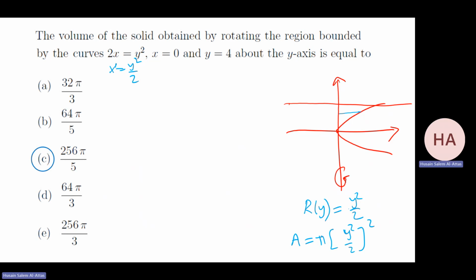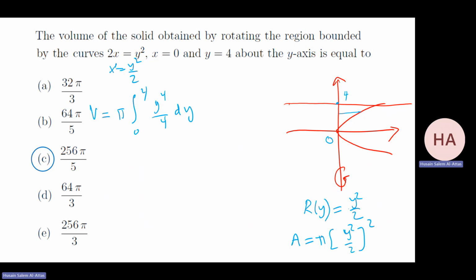So I'm going from where to where? Talking about the y values, this is 0 and this one is 4. This is what I'm looking for. So the volume will be π times the integral from 0 to 4 of y to the power 4 over 4 dy.